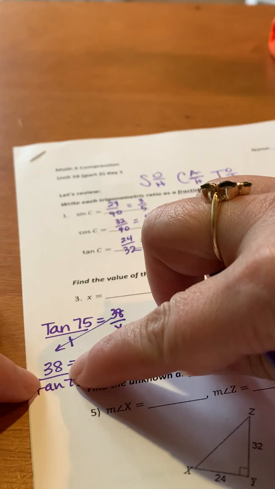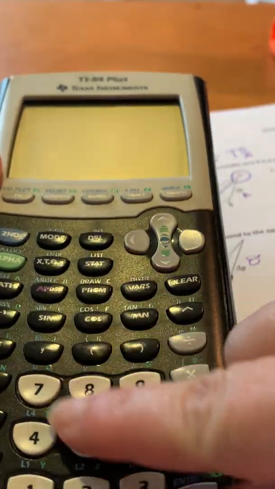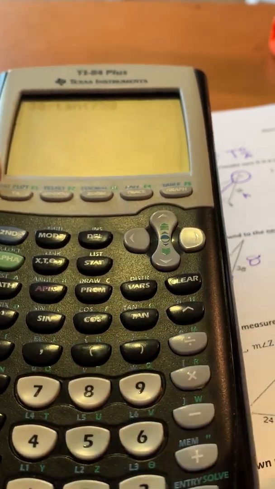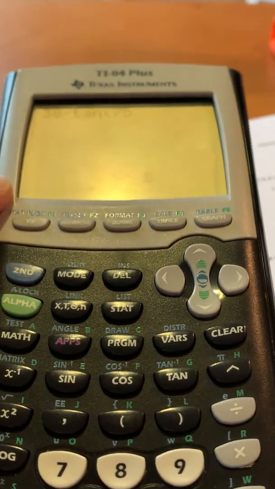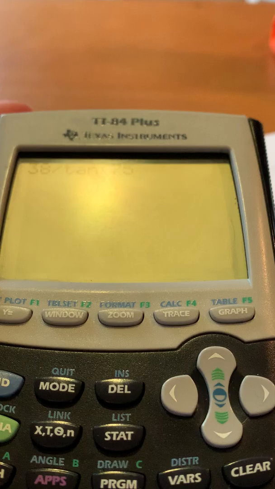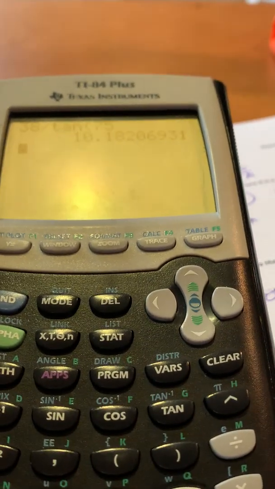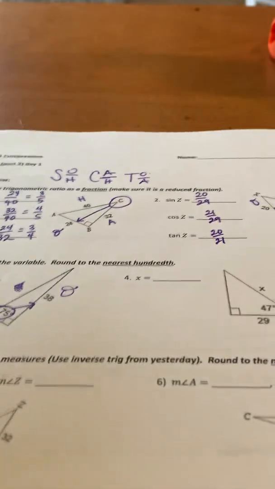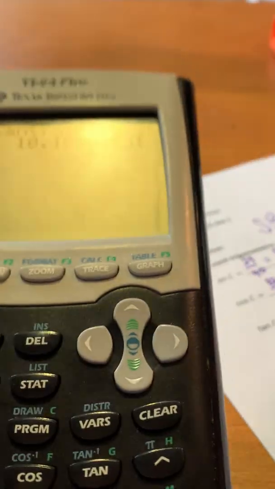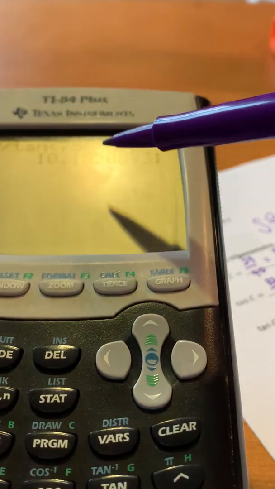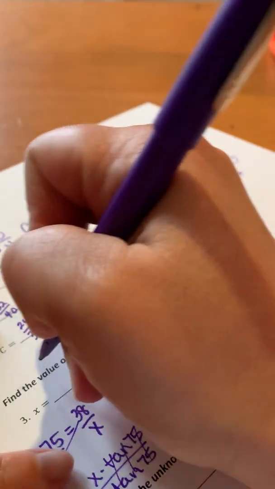I have 38 divided by tan 75. So I go to this, I type it all in. So 38 divided by tan 75. I do it all at once. Hit enter. You can close parentheses if you want. Let's get there. We'll round to the 10th, so 10.2. Oh, sorry, just kidding. It says nearest hundredth, so let's do 10.18, 10.182, so 10.18.